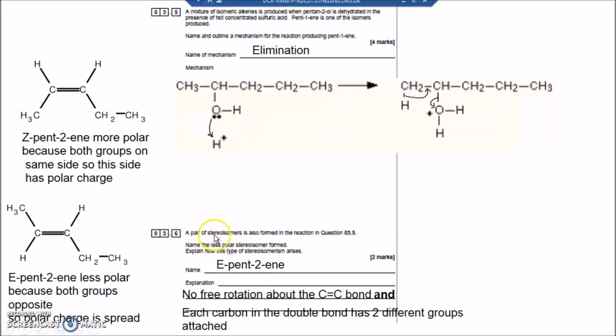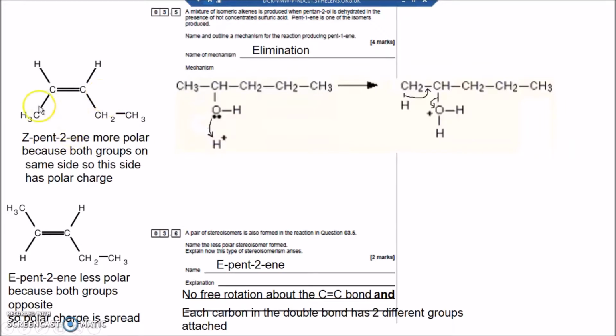Now, which of the two? It says a pair of stereoisomers are also formed. Name the less polar of the two. So the less polar of the two. If you have two groups on the same side, on a Z, then these groups can be polar, and so it pulls the polarization, it pulls any delta plus and delta minuses onto one side.